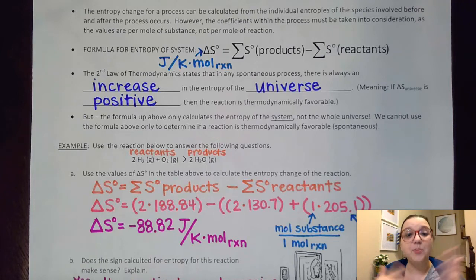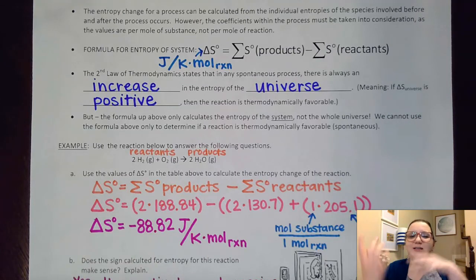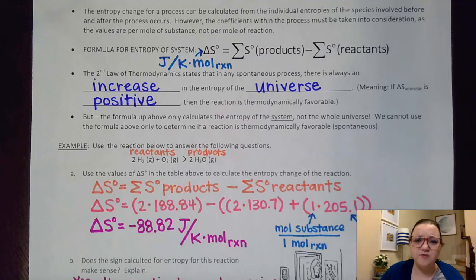I'll give you an example. Think about your room for a moment at home. More than likely, you would have to put in some effort in order to keep your room neat and tidy. If you just let your room go, it's going to get messier as time goes on. The number of microstates and arrangements for all of the stuff that's in your room is going to increase. And the universe works exactly the same way.